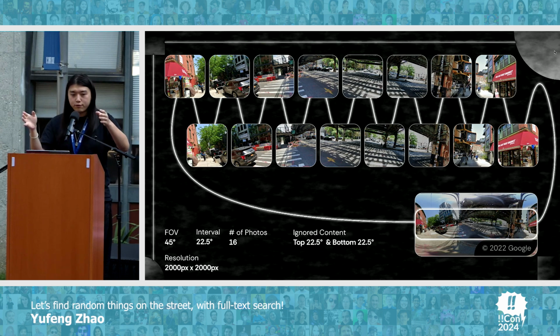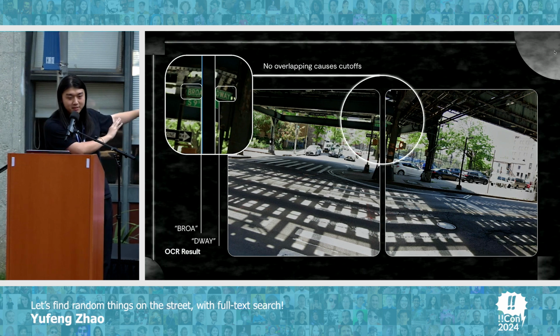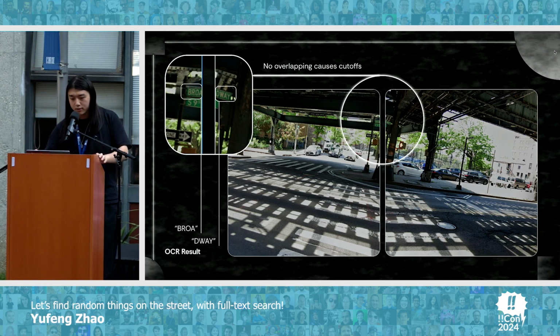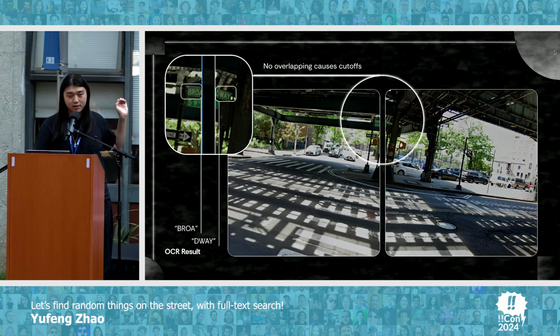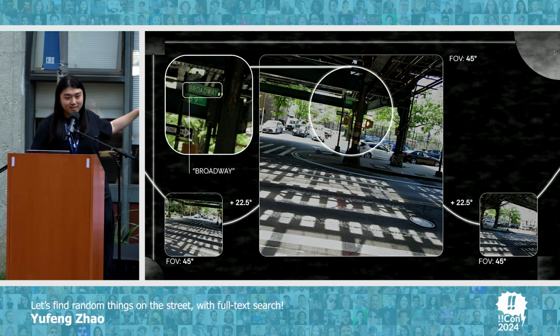multiple photos, each one of 45 degrees field of view, and then I take 16. I have some overlap between them, so the panning interval is 22.5. So 16 photos of each, and I have a 2,000 pixel by 2,000 pixel for each one. Overlapping is because in this case, the Broadway sign is cut between the two street view photos, and if you don't have something in between, you're gonna end up with the Broad and a Dway. And because I'm oversampling, I have a Broadway right in the middle.